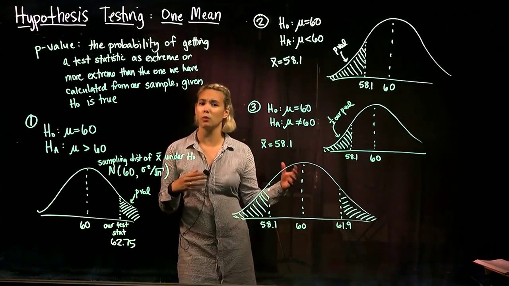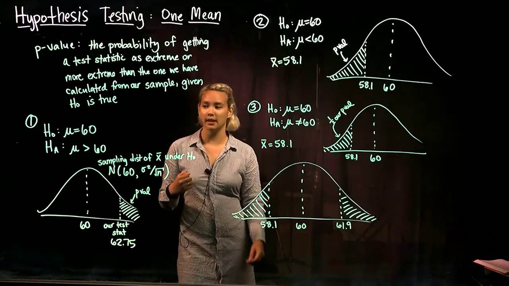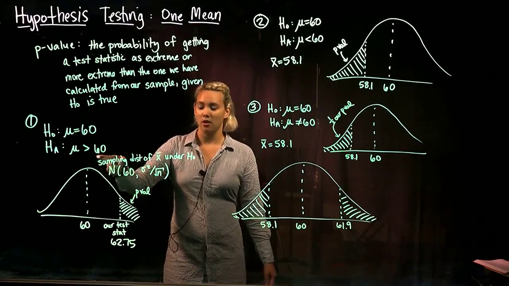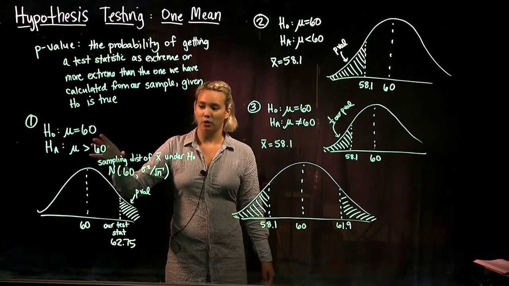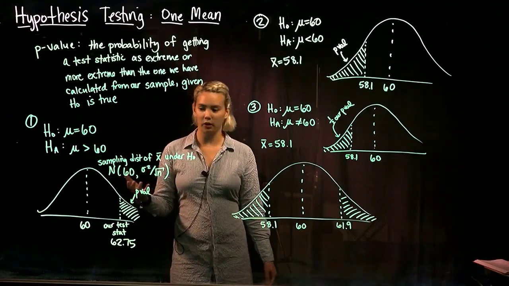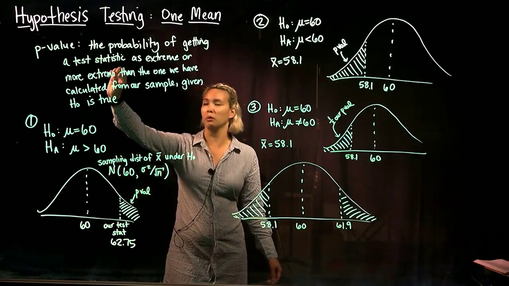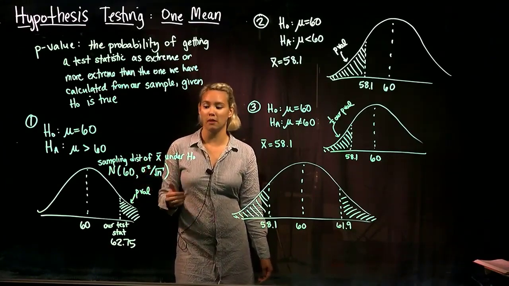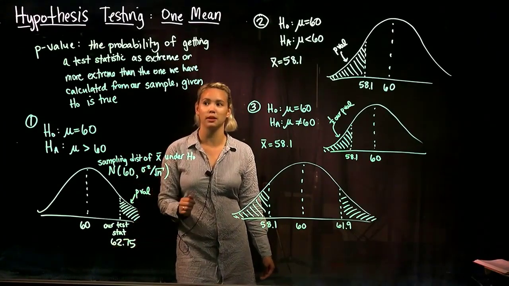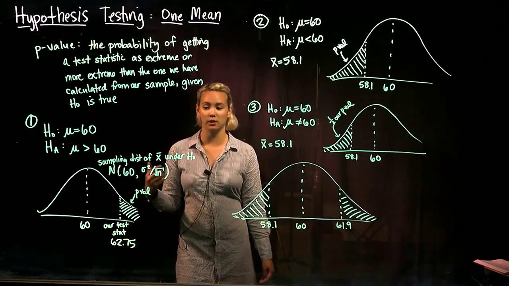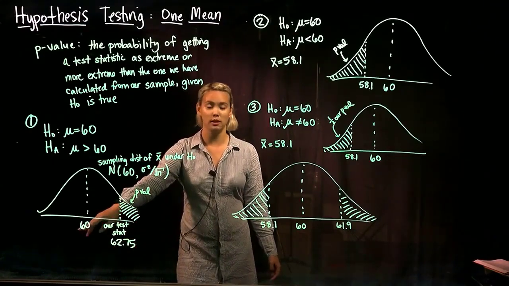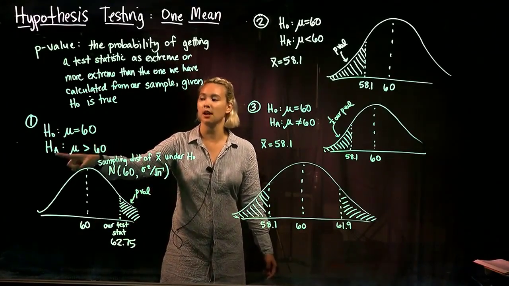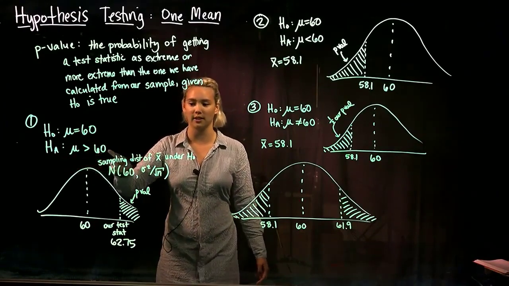In the previous video, we calculated a p-value based on the alternative hypothesis mu is greater than 60. So how did we calculate that p-value? Well, we said we would need to calculate the probability of getting a test statistic as extreme or more extreme than the one that we got, which was 62.75, given that the null hypothesis is true, meaning given that mu is equal to 60. So here's our null hypothesis, mu equals 60. The alternative hypothesis was mu is greater than 60.